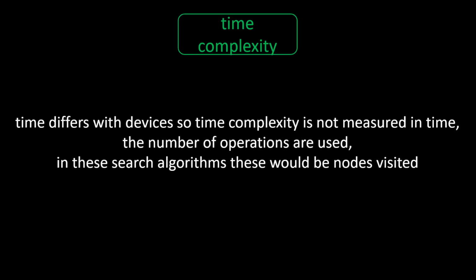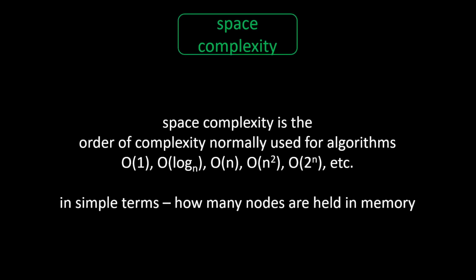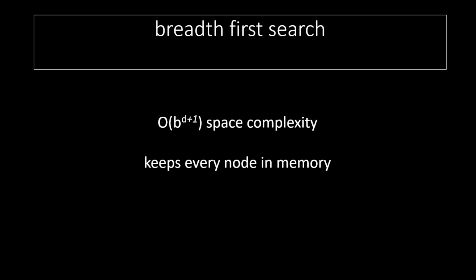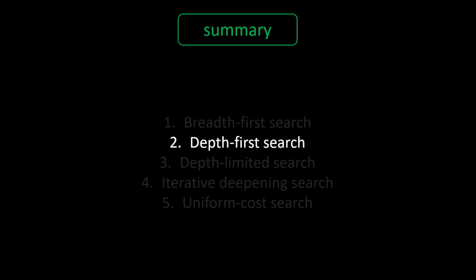Now remember, we looked at time complexity, which isn't time. So let's have a look at the number of operations used, or nodes visited if you like. Space, remember this is in memory. Well, breadth first search keeps every node in memory, so it's memory intensive. Breadth first search is quite simple, but it's not very efficient, especially memory wise. So it's only really used for shallow problems and in natural language processing.